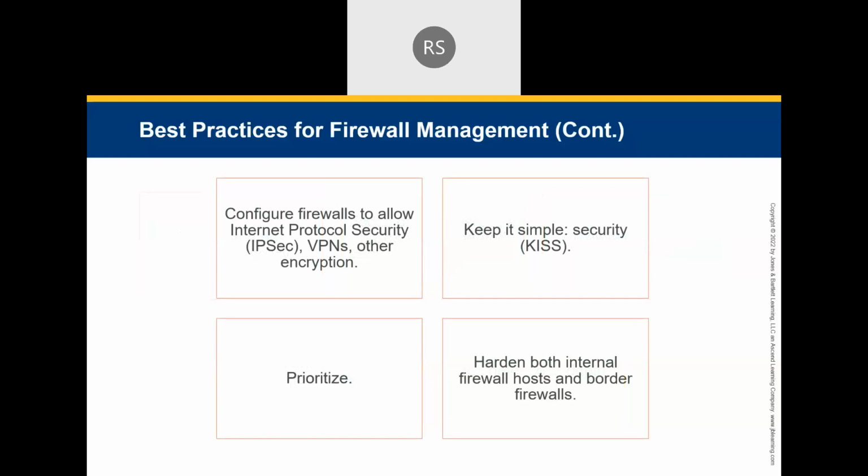You also want to keep it simple security, the CIST rule. So you want to keep it simple when configuring the firewall rules and policies. When you simplify your firewall configurations, this reduces the complexity and minimizes the likelihood of misconfigurations or vulnerabilities. You also want to prioritize the firewall rules based on the organization's security requirements and risk assessments. So you'll focus on blocking high-risk threats and known attack vectors while allowing essential services and legitimate traffic.